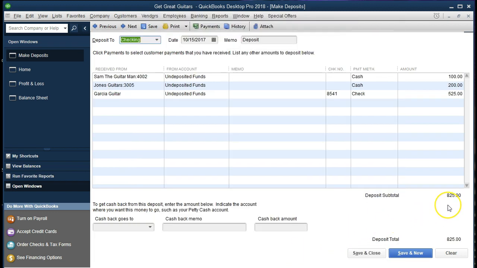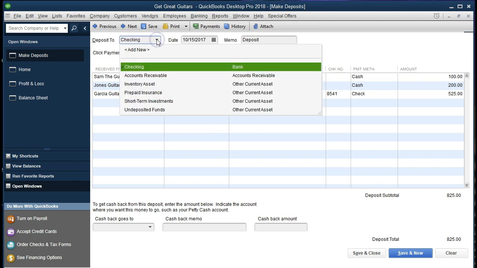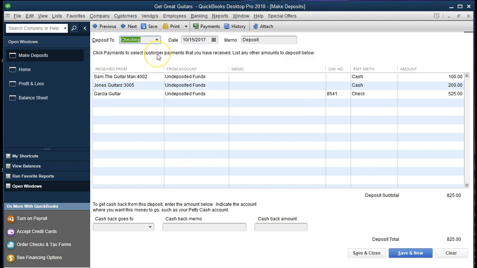There it is. There's the $825. We're in the checking account. That's the only checking account we have. If you have multiple checking accounts, you want to make sure you're in the correct one. We are going to make the deposit as of 02/12/21, and the deposit's going to be the deposit.